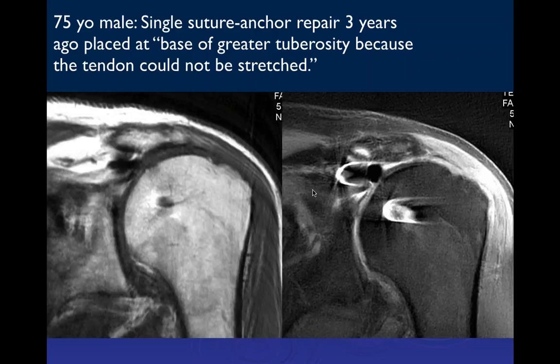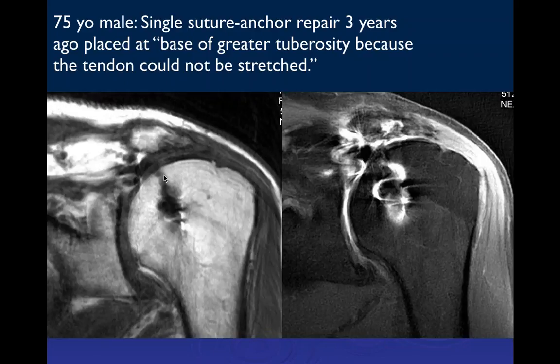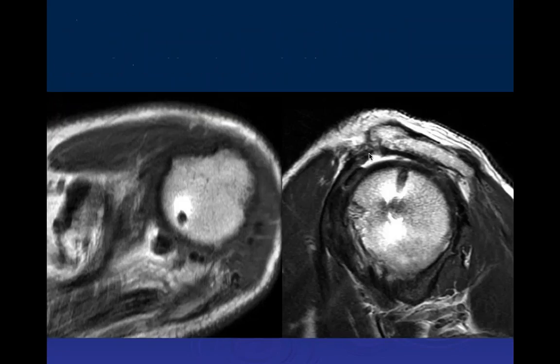What happened is that they actually put the suture anchor instead of over here, they actually put the suture anchor in here, in part of the actual articulating portion of the humeral head. And despite that, it still pulled out, and it failed.